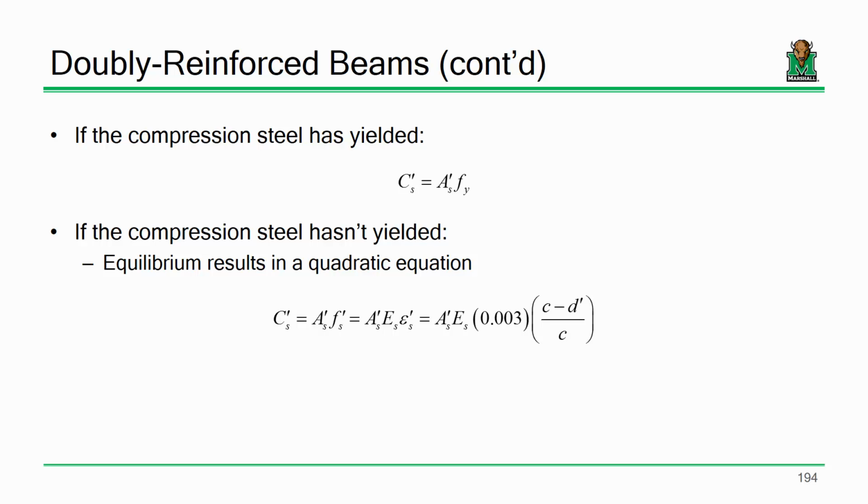Make sense? If it hasn't yielded, how do you determine the force? Well, it is the area times whatever the stress is. The stress isn't Fy. It's whatever the stress is. How do you calculate the stress? It's E times the strain. So for this stress, it's E times the strain. How do we calculate the strain? It's 0.003 times (C minus D prime) over C. Everybody see that?